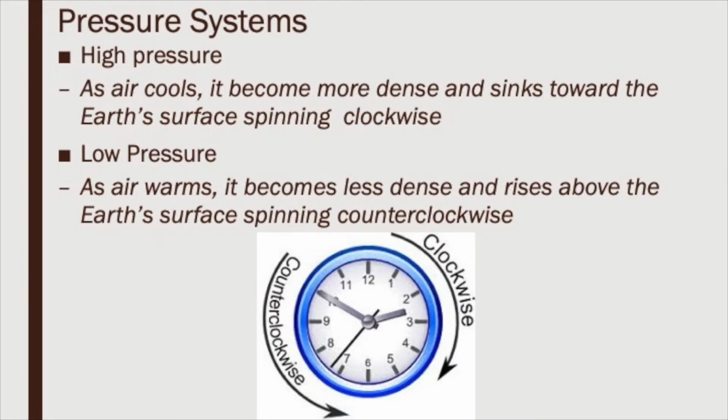Pressure systems. A high pressure, as air cools, it becomes more dense and sinks toward the Earth's surface, spinning clockwise. As it warms, it becomes less dense and rises above Earth's surface, spinning counterclockwise, creating a low pressure system.